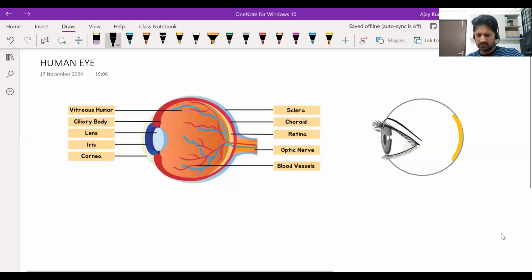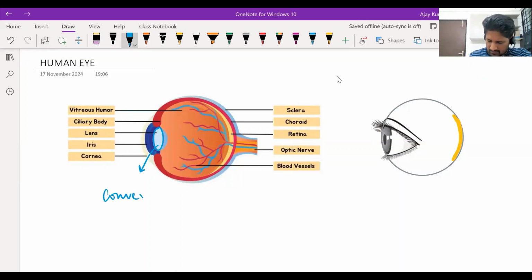Right. So here in this diagram, you see the different parts of the human eye. Basically, what we are interested in is the lens. Okay, what is the shape of this lens? Convex or concave? It's clearly a biconvex lens.